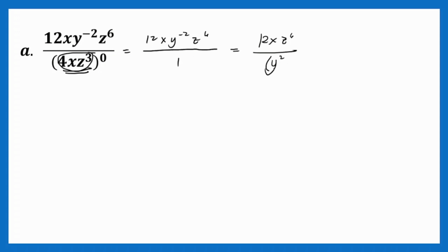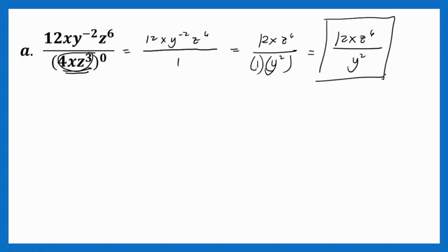Okay? Ay sir, may 1 pa. Oh, sige, lagyan natin ng 1. Tama naman, may 1 pa nga naman. So 1 times y squared, magiging siyang 12x z raised to 6 over 1 times y squared is y squared lang din. Okay, and this is now the final answer.